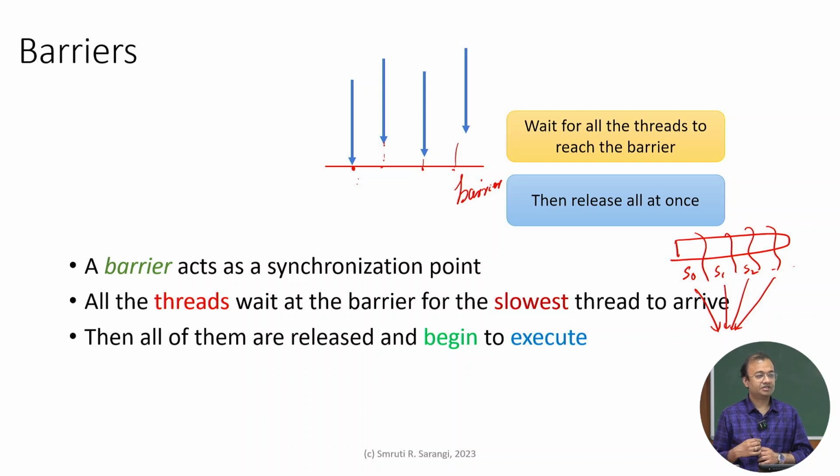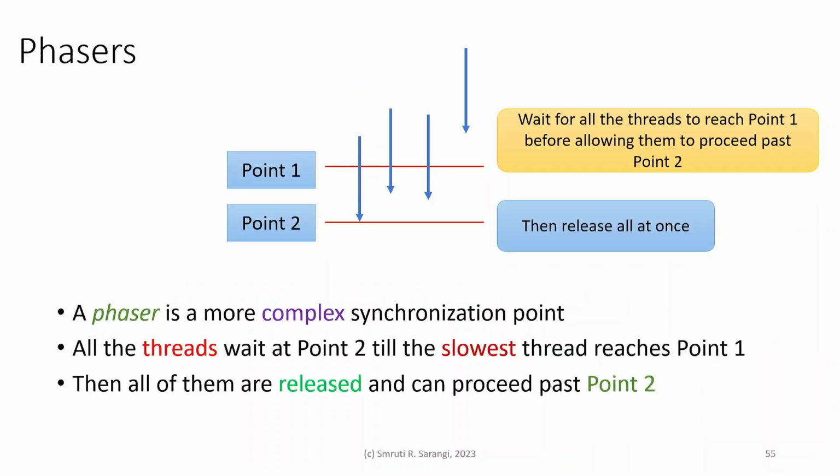All right. So you have a slightly more sophisticated form of a barrier, which is known as a phaser. So a phaser says that before you cross point 2, all the threads have to reach point 1. Is that clear? So before any thread is allowed to cross point 2, all of the threads have to reach point 1. So you can use this for other kinds of applications, where you are defining not one but 2 points of interest. The first point is where you want everybody to reach.